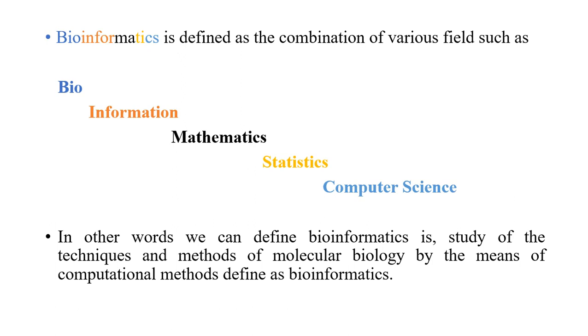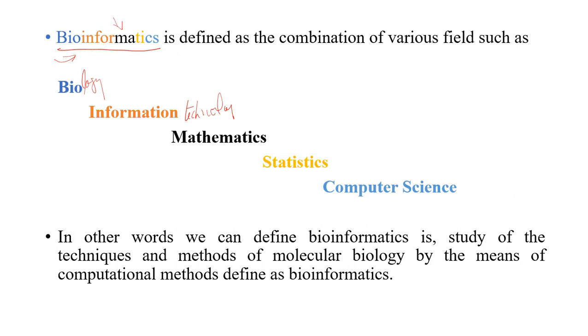So before starting about the biological databases, we must understand what is bioinformatics. As you can see here, I have described bioinformatics with different colors. Each color has one meaning. यहाँ पे आप देख सकते हैं कि we have different branches which are included in bioinformatics. The very first one is biology. Second one is information, means information technology, IT, mathematics, statistics, and computer science. So a combination of all these fields becomes bioinformatics.